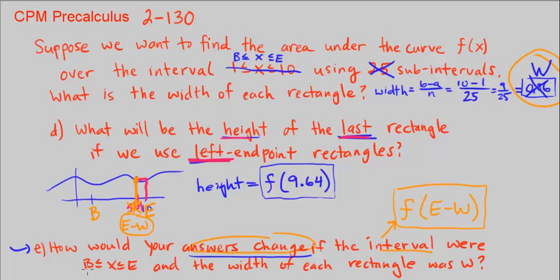Changing the interval, we could use variables, right? B through E, and the width of each rectangle if we describe it as W instead of some exact value like 0.36. Alright, so that ends for us CPM Precalculus Chapter 2, number 130.